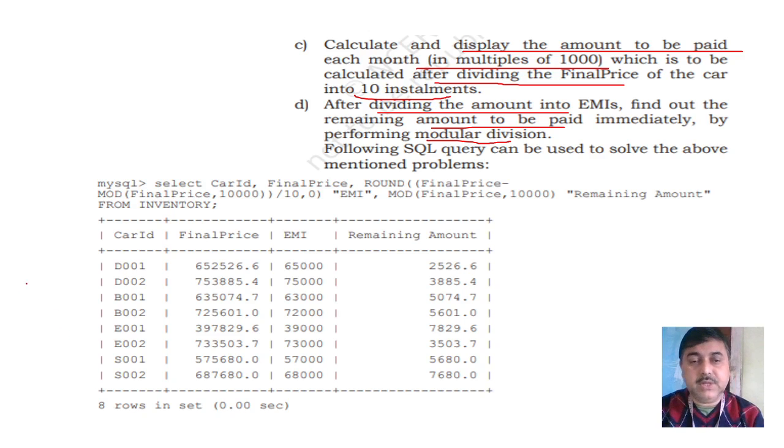First we will use the select command. Select what? Car ID, final price, and then we will select round of final price minus mod final price comma 1000. Then the bracket is closed, divided by 10 comma 0, as EMI, the name of the new column. And mod final price comma 1000, with the name remaining amount, from inventory.